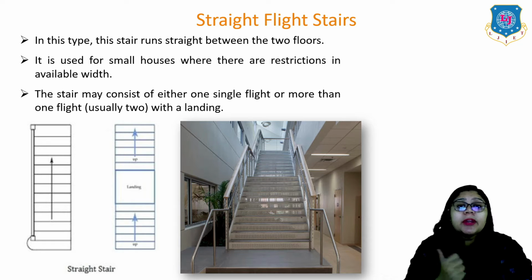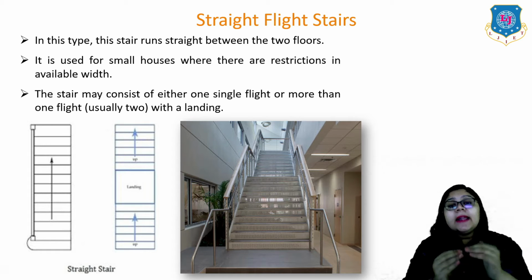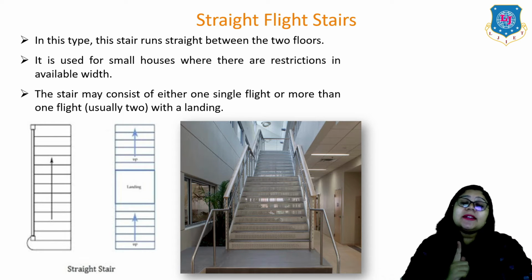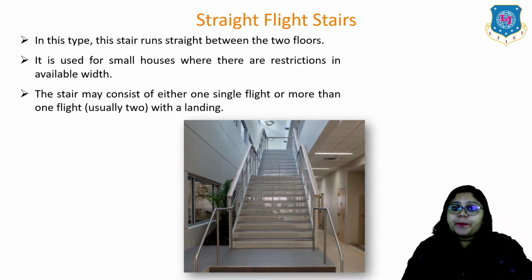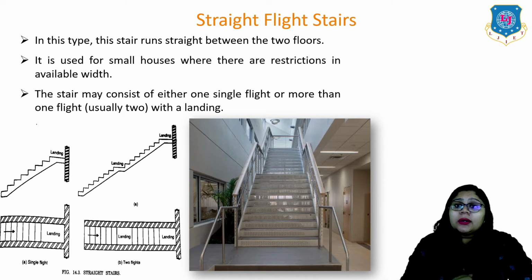Here you can see a clear image of straight flight stairs, where one image shows a straight flight and one with a landing, and a photo which gives us an idea about the steps, then the landing, and again the steps, but it is in a straight line, so that is how it is known as the straight flight stairs. Now here you can see the cross sections, right, where as I said a clear flight of steps or steps with a landing in between is clearly shown in this cross section, right?